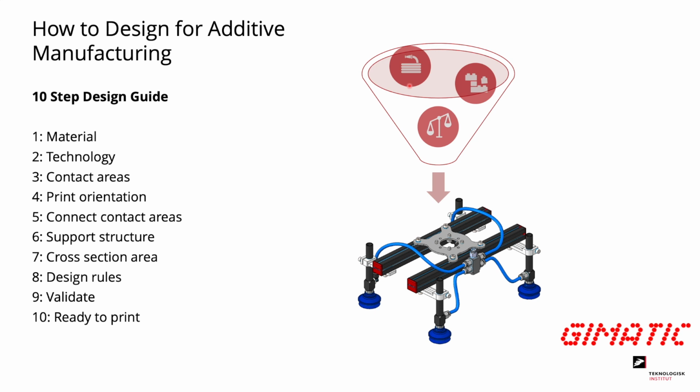First, we need to choose the material that we want to print in. We have to choose the technology that we want to use. Then we have to define the contact areas and define the print orientation. Then we have to connect the contact areas and add the support structure. Then we have to look at the cross-section area and pay attention to the different design rules. Then we have to validate the design, and finally we are ready to print.